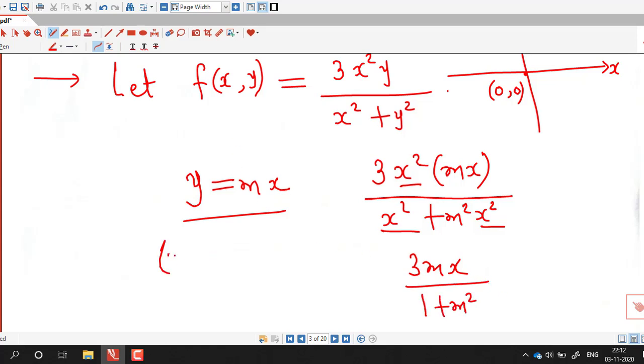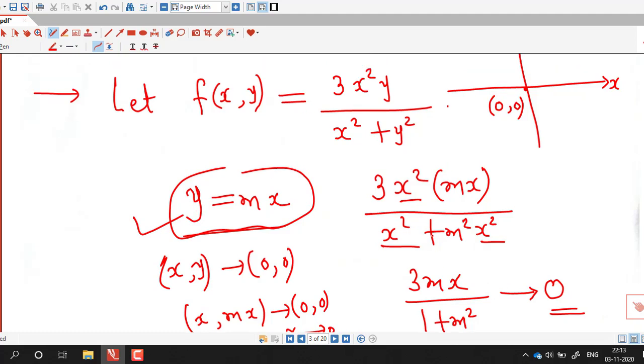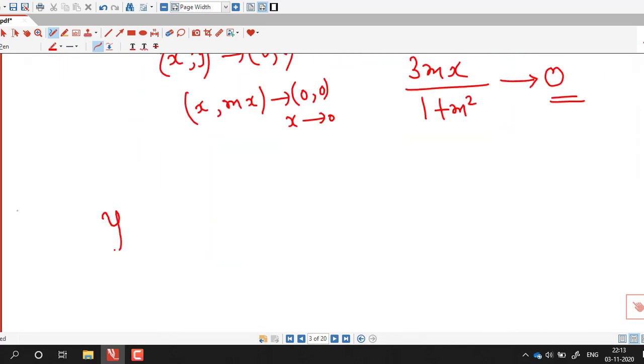And when (x, y) tends to (0, 0), if we put y equal to mx, we will have x tending to 0. So if we take x tending to 0, this is going near to 0. So that means along every line passing through origin, y equal to mx, the limit of this function is 0. So we are getting this same limit along all the lines passing through origin. So let us try for limit along parabolas.